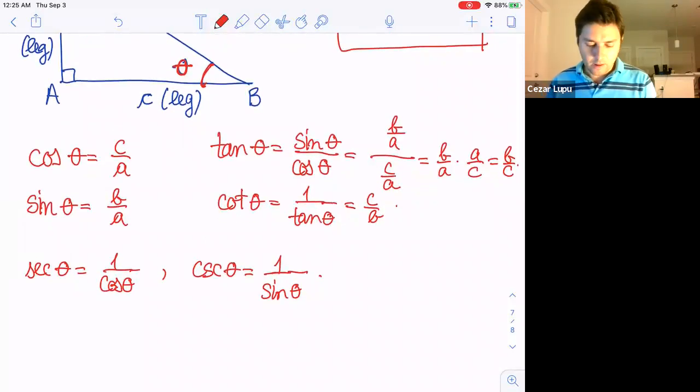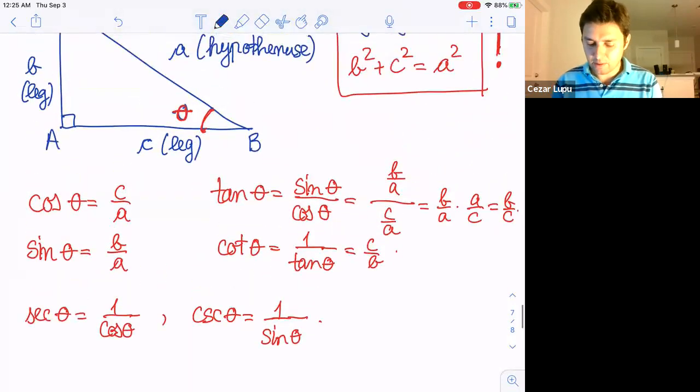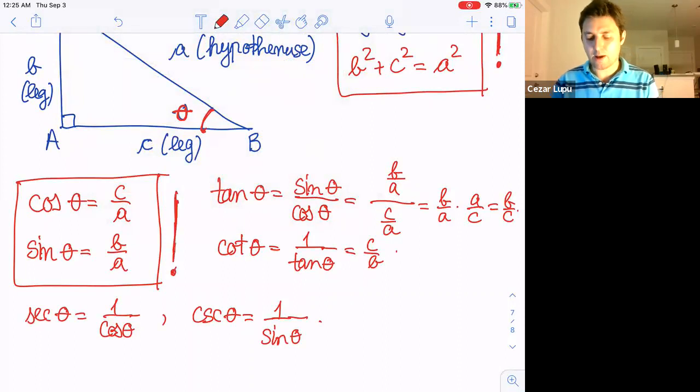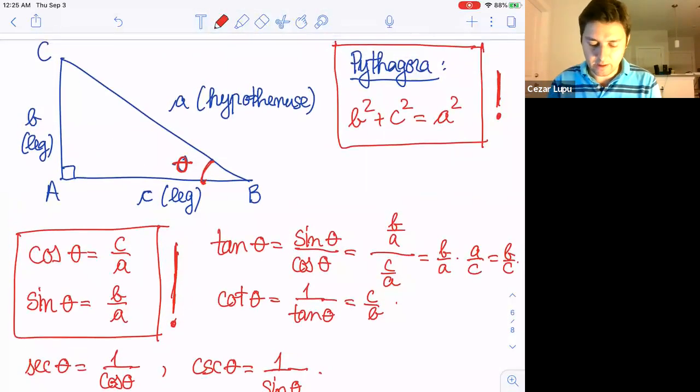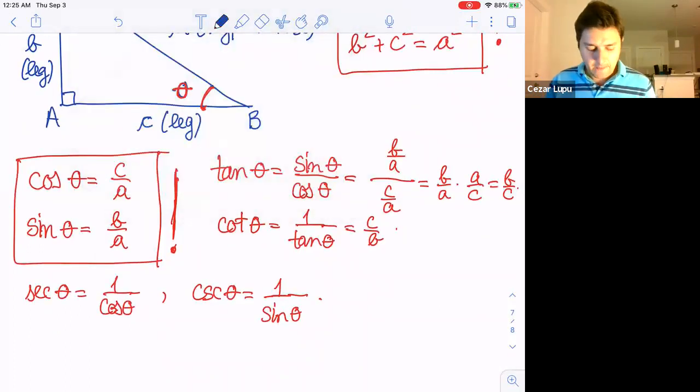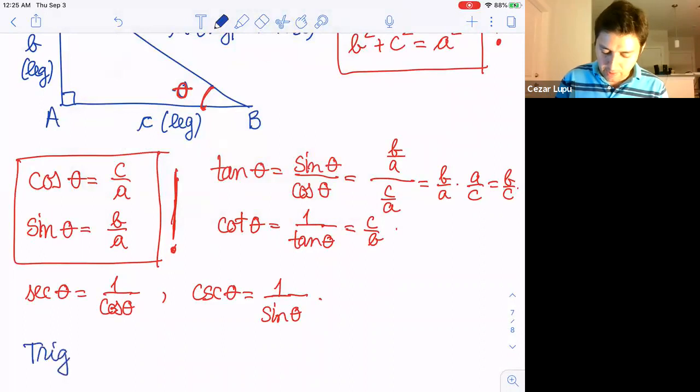Okay. Now let's see some trigonometric identities. I believe at this point, the only two formulas that you need to know are these, and then the rest will just follow. So in the right angle triangle, you know how to express the cosine of the angle between a leg and the hypotenuse. You can also consider this angle here if you want. You can denote this by alpha and you can compute the same thing. Anyway, you can do that. Okay. Now let's see some things about the trigonometric identities.